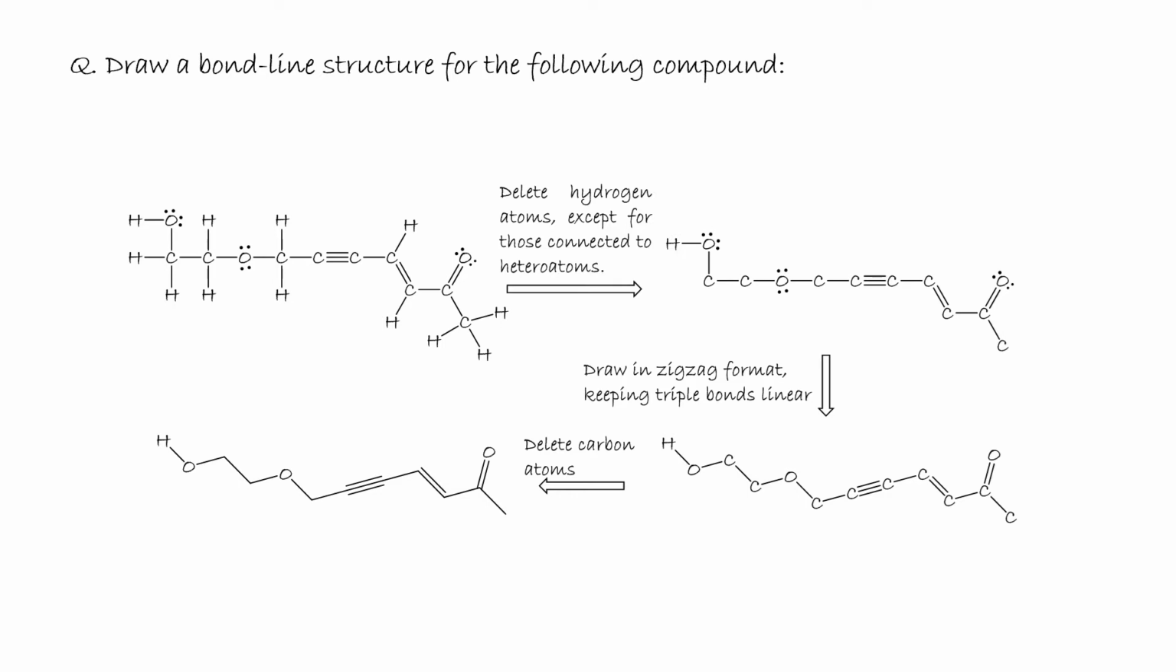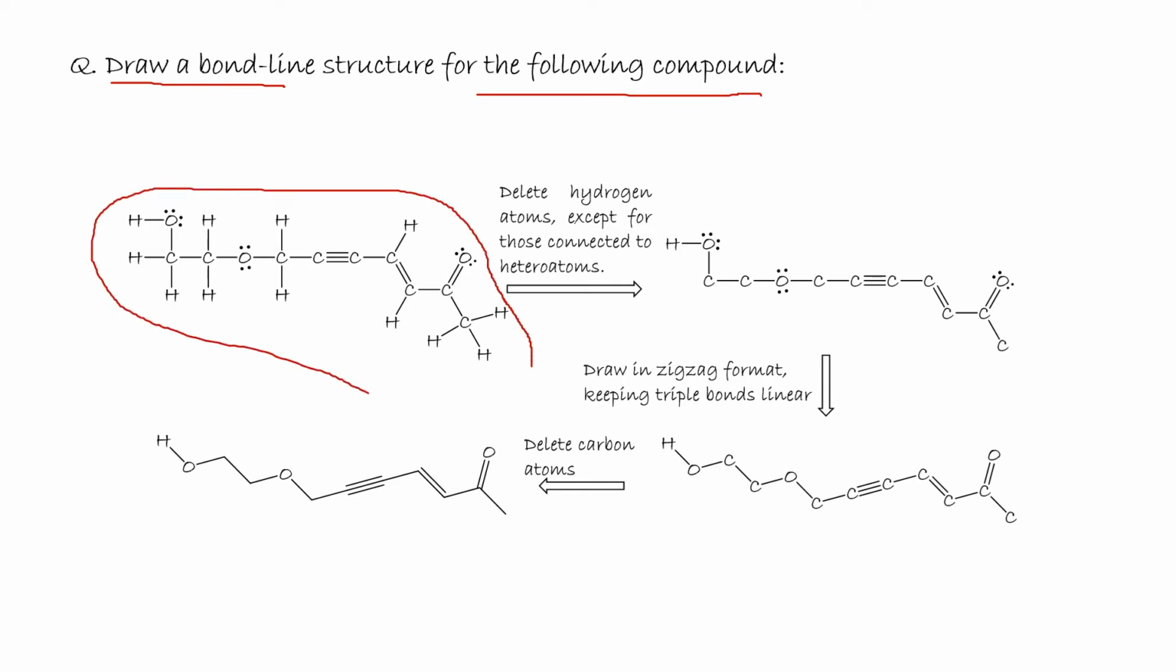Now, draw a bond line structure of the following compound. You have Lewis structure, and you have been asked to do the line structure. First, write the structure without hydrogens on carbon. Take these all hydrogens out. You take them out, okay, then you will end up with this one.